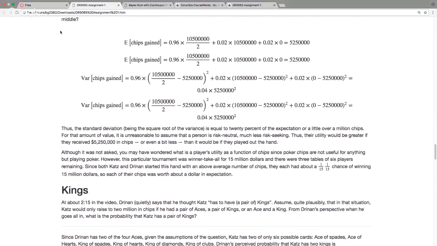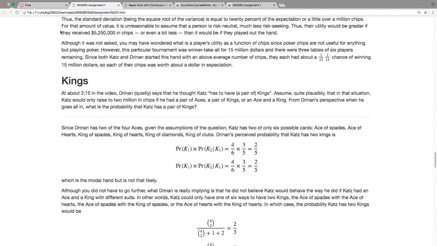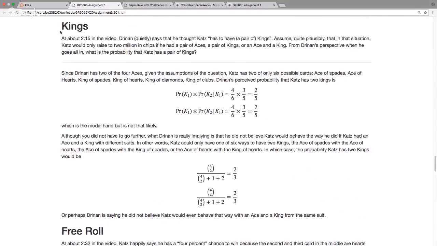At one point, Drynan leans over to Scott Seaver and says, I thought Katz had to have a pair of kings. Here you have to get into his mind a little bit, but basically it'd be reasonable to assume that Katz would not have raised so much, or talked the way he did, if he had anything other than some aces and some kings.